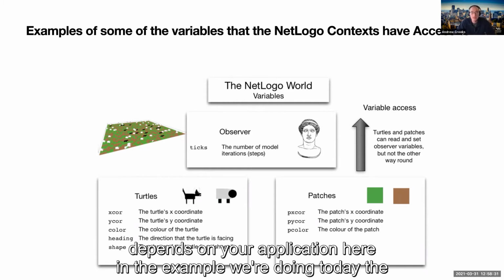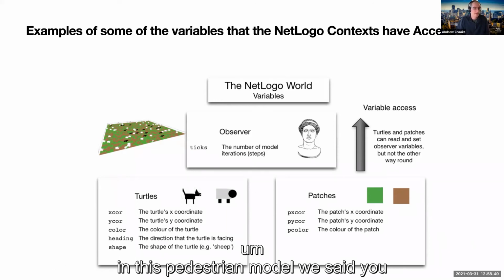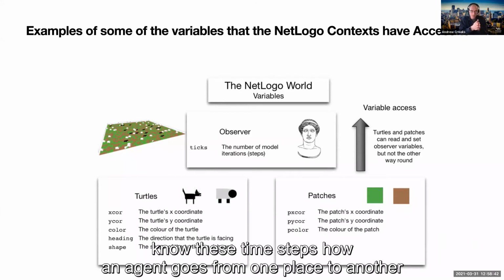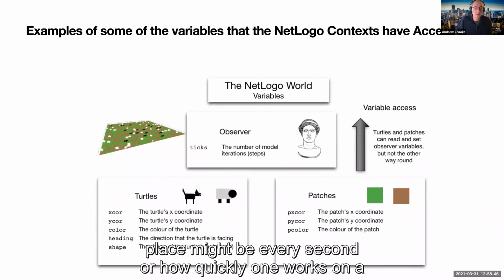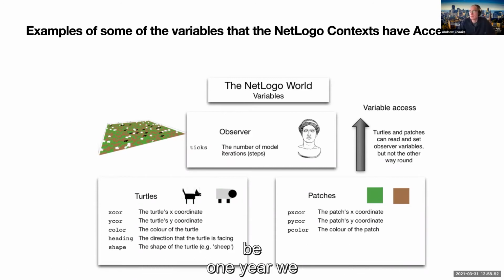Here, in the example that we're doing today, time is going to be very notional. But you can have time, for example, in a pedestrian model, where the time step, how an agent goes from one place to another place, might be every second, or how quickly one walks. Or in a residential decision model, a time period might be 1 year.